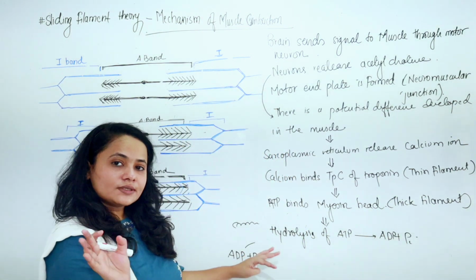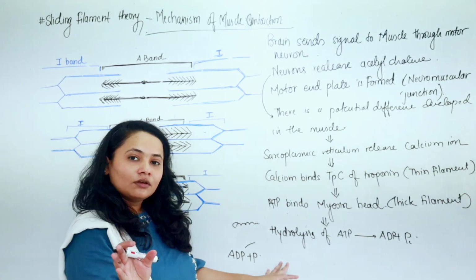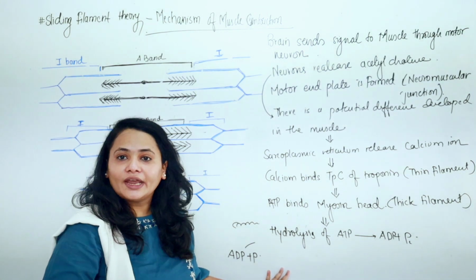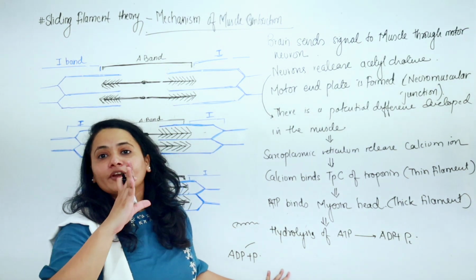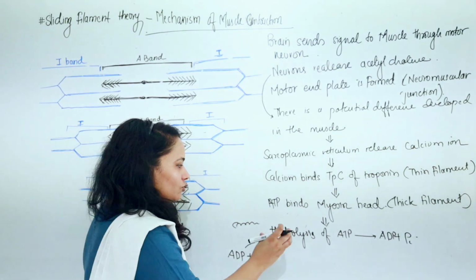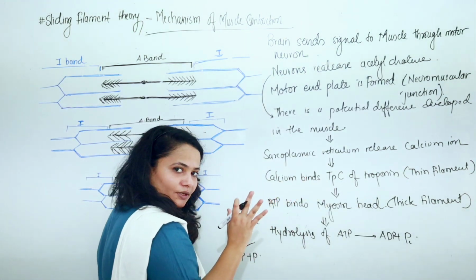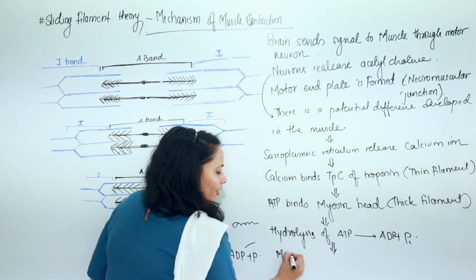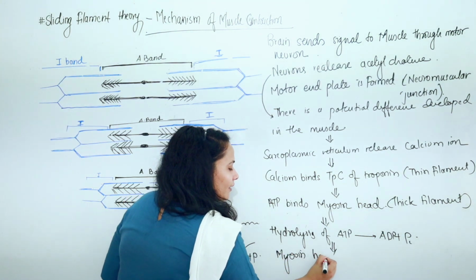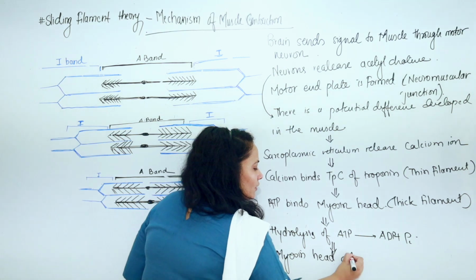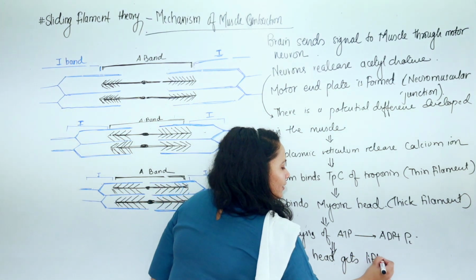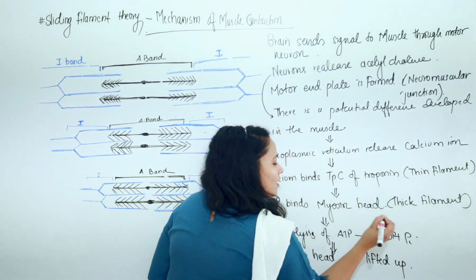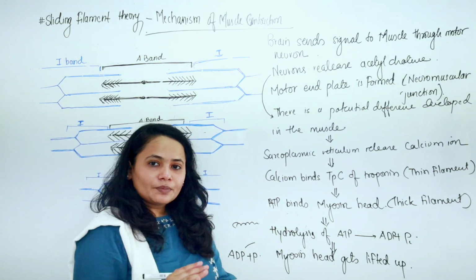That means what? Hydrolysis means what? That the myosin head is getting energy so that it can be lifted up. Okay. So hydrolysis of ATP takes place, and next point is myosin head gets lifted up. What does it mean?